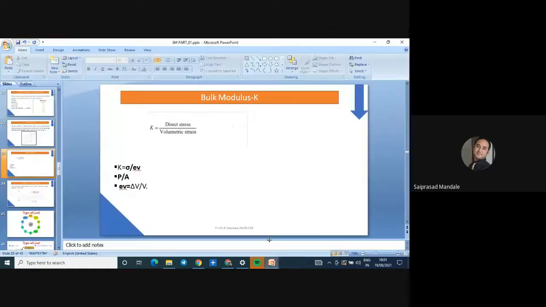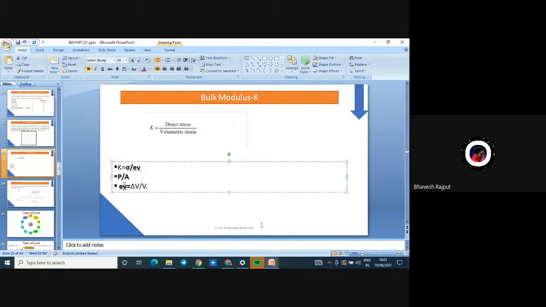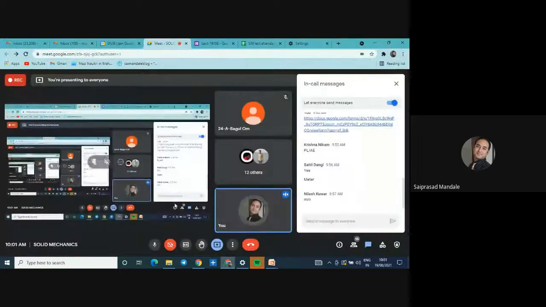The same is over here. So direct stress is the force per unit area, and volumetric strain is the change in volume per unit original volume. Clear, everybody? Yes, sir. My next question, everybody has to be very active. Are you getting what I'm trying to tell you? Can you understand me? Yes, sir.